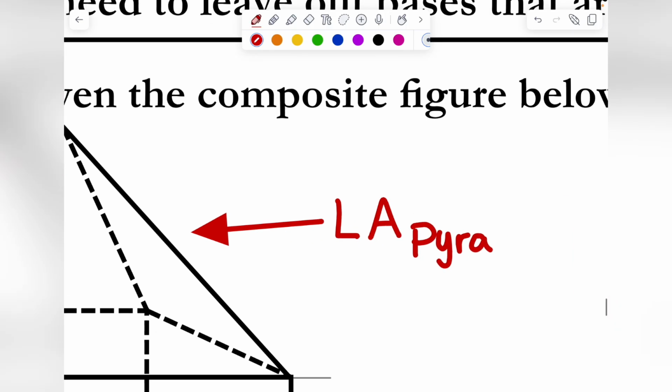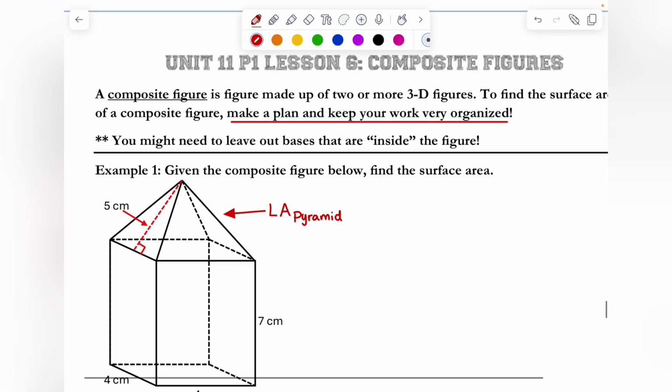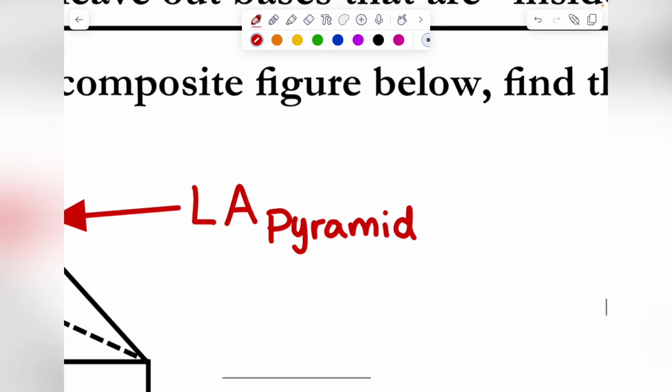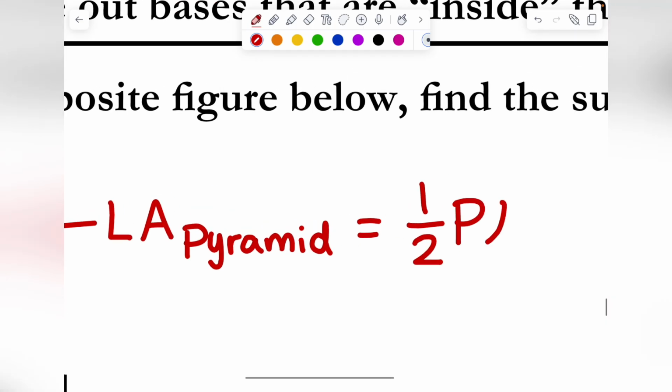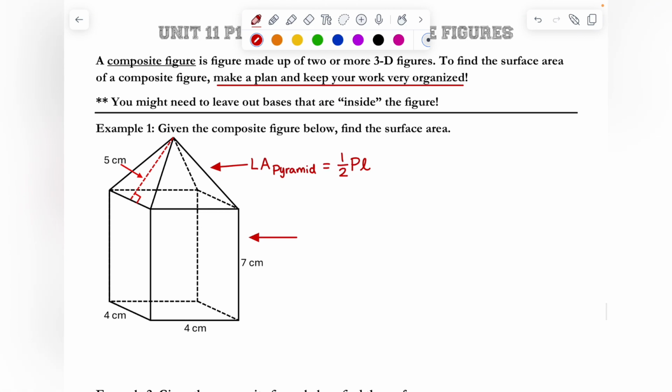Okay, so this is how I write down what I'm going to do to keep it really organized so my teacher knows what I'm trying to do. The first thing I'm going to do is the lateral area of a pyramid. The second thing I'm going to do is the lateral area of this prism. Let's write down, just so that we don't forget, the lateral area of a pyramid is 1/2 PL. That's the formula I'm going to use for that piece.